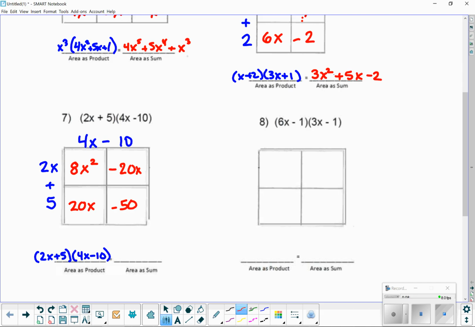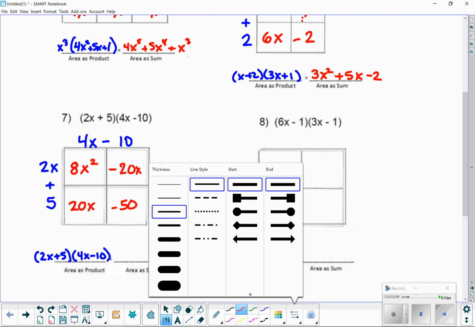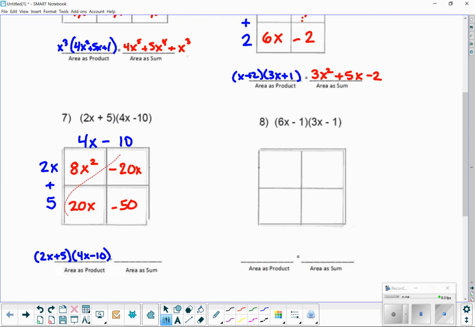Okay, and in here, you will notice that there are certain terms you can combine, like for example, 20x's and negative 20x. And those are definitely going to cancel each other out. Right? So basically 20x minus 20x is going to be 0x's. So at the end of the day, I will only have 8x squared minus 50.